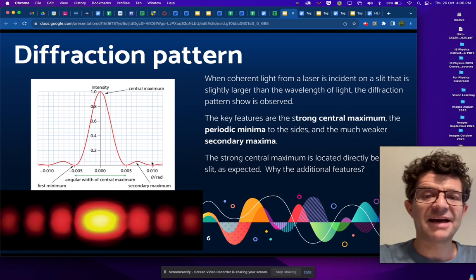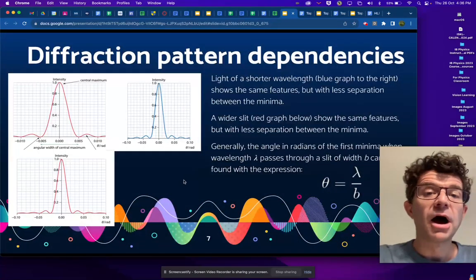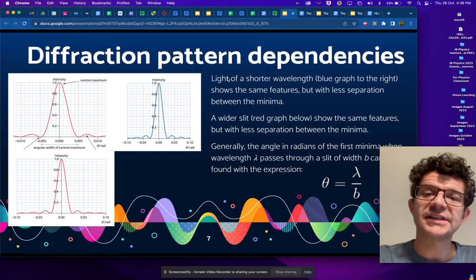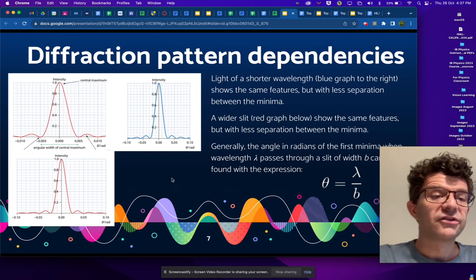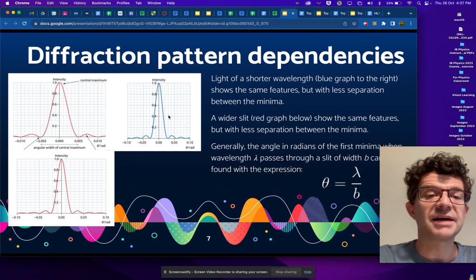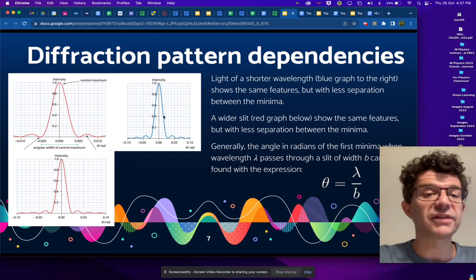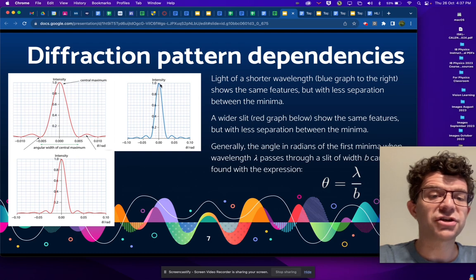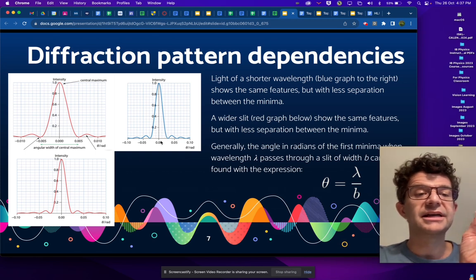So why do we have these additional features, and where are those located? Well, as you play around, and we'll see a simulation later where you can play around with this, diffraction patterns have some dependencies on the size of the slit and also on the wavelength of the light. So if we think of a red light being shown through a slit, and instead we use a blue light, a light with a shorter wavelength, we see the same basic feature: strong central maxima, several minima that seem equally spaced, but the whole thing has become narrower.